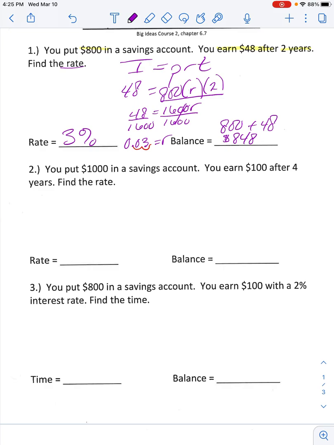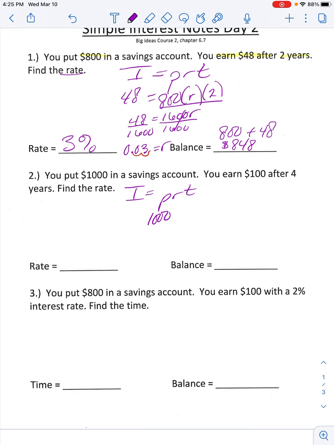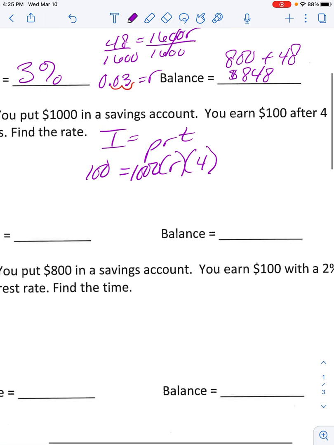Okay, number 2, you put 1,000 into a savings account. Let's start with our formula. We're putting $1,000 in, so that's our principal. You earn $100, so that's the interest. After 4 years, find the rate. So again, we're solving for rate, and it said 4 years, so we'll put in 4 for the time. Bring that 100 down.